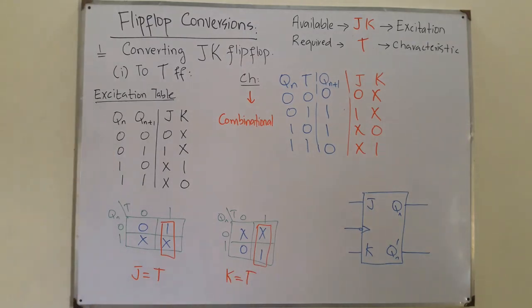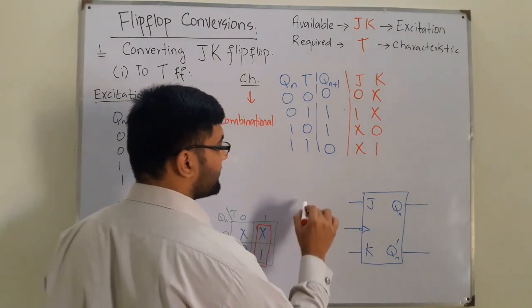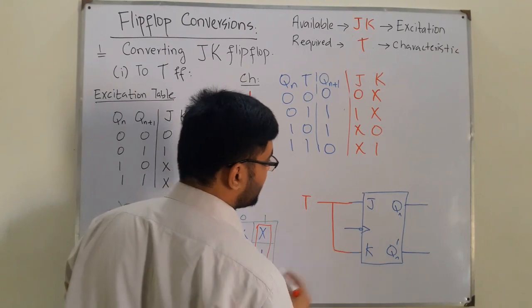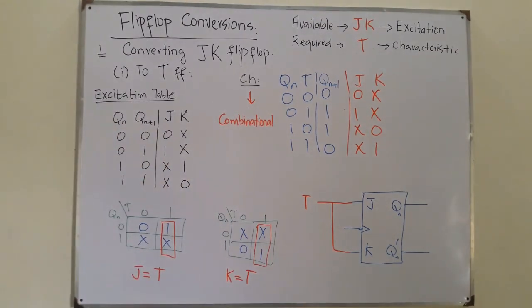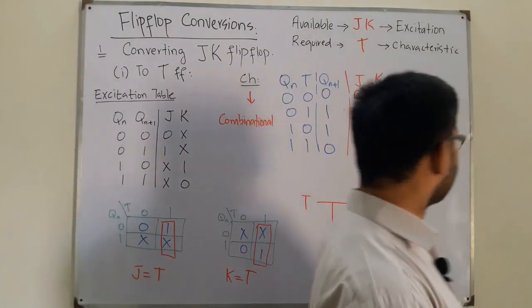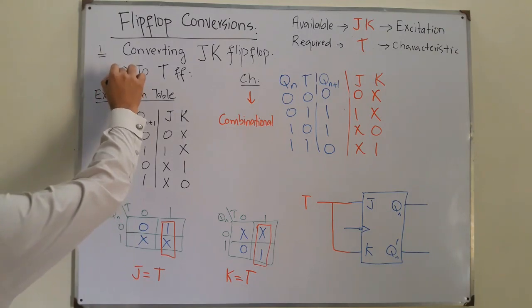So you have J equal to T, you have K equal to T, which means you provide a single input T at both the input terminals of the JK flip-flop. And now this particular JK flip-flop will be working as what? Will be working as the T flip-flop. So that's converting JK flip-flop. And I didn't change the numbers over here. So this was number 3, all right?